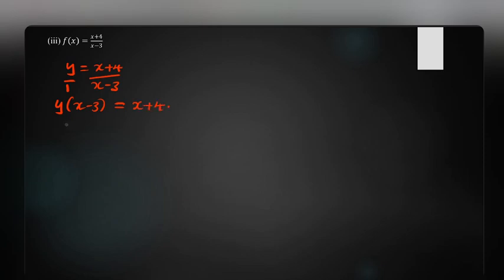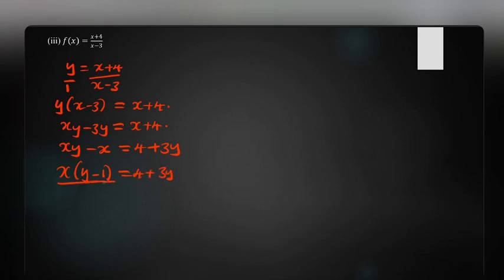Then from here you multiply y times x, it will be xy, then minus 3y, which equals x plus 4. Then from here, remember we have to make x the subject of the formula, so it will be xy. Then this x will cross the equal sign and be negative x. On this side we have a 4, then this negative 3y will cross the equal sign and be positive 3y. So factor out x because x is common here. Once you do that, you have x times y minus 1, which is equal to 4 plus 3y.